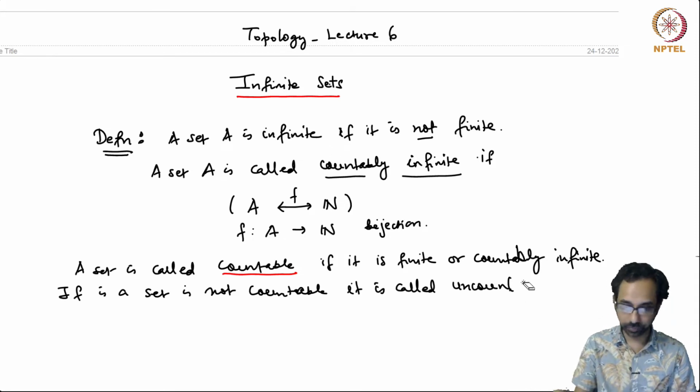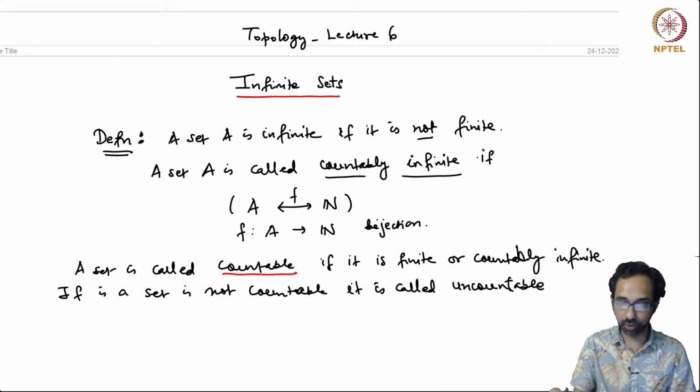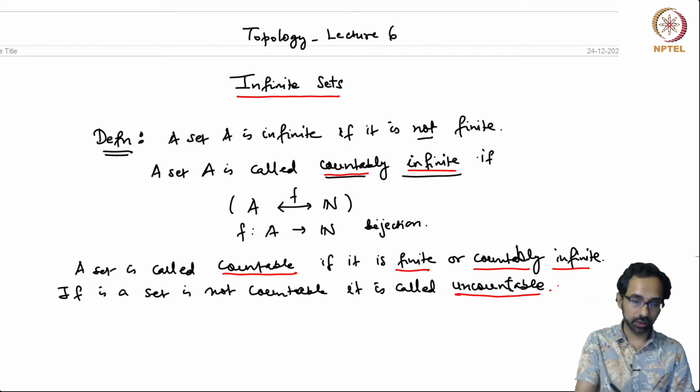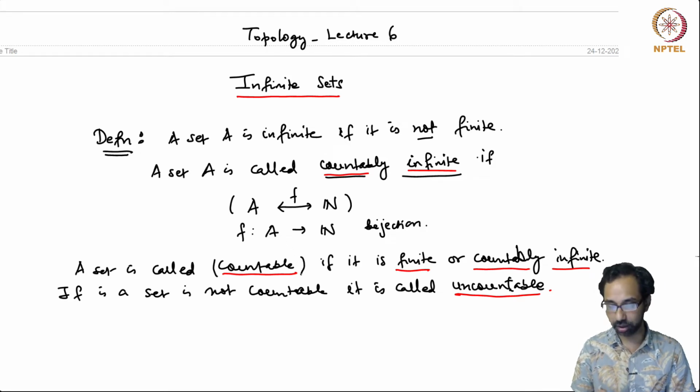So the first type of infinite set is called countably infinite. So this was the countably infinite set. Now a set is called countable if it is, either finite or countably infinite. And if a set is not countable, then it is called uncountable. So we have finite sets, countably infinite sets, and uncountable sets. Finite and countably infinite are taken together and called countable.